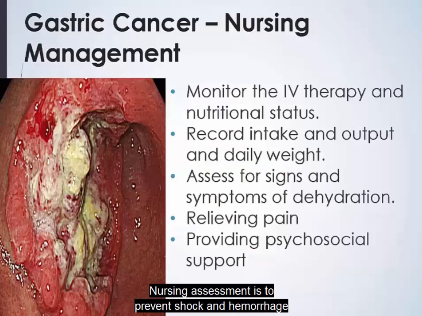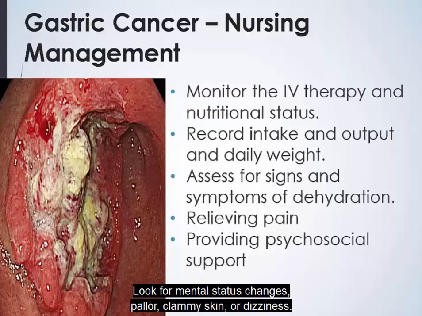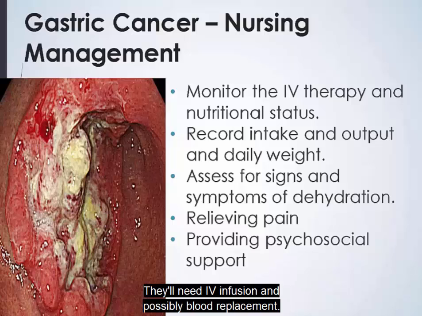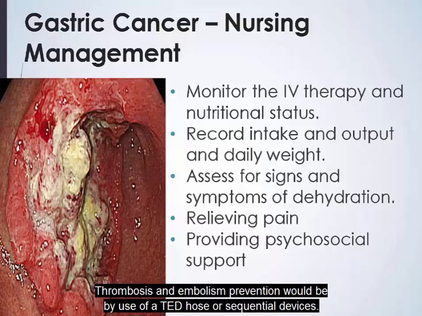Nursing assessment is to prevent shock and hemorrhage by checking blood pressure, pulse, and respirations. Look for mental status changes, pallor, clammy skin, or dizziness. They'll need IV infusion and possibly blood replacement. Continue a respiratory assessment and encourage cough and deep breathing and promote ambulation. Thrombosis and embolism prevention would be by use of TED hose or sequential devices.